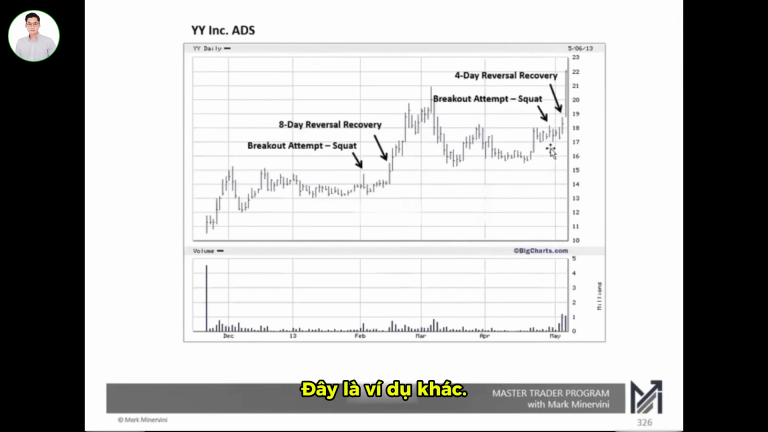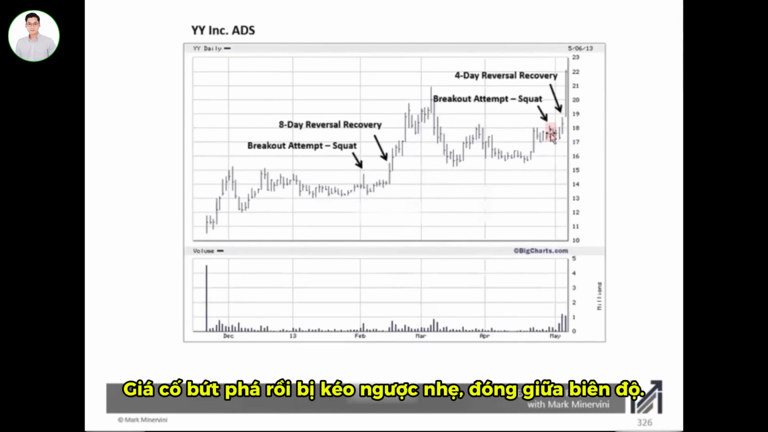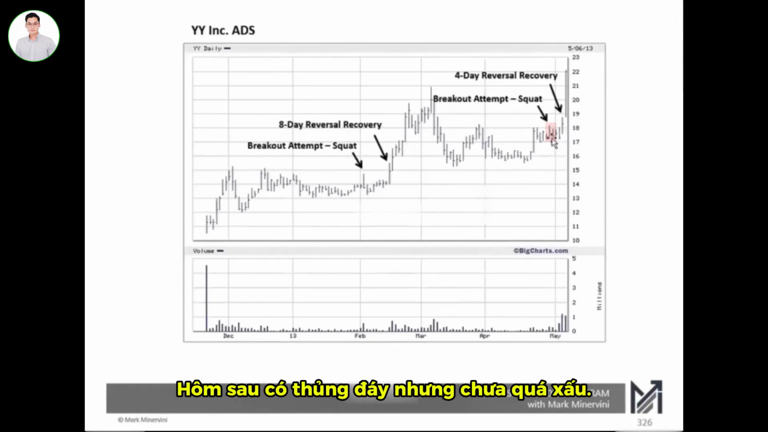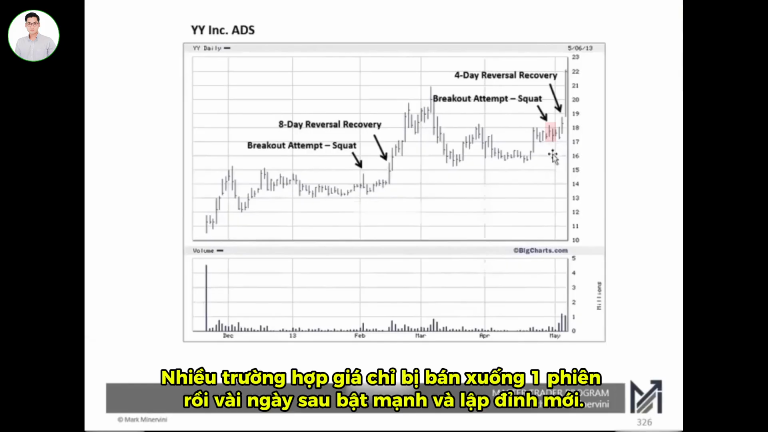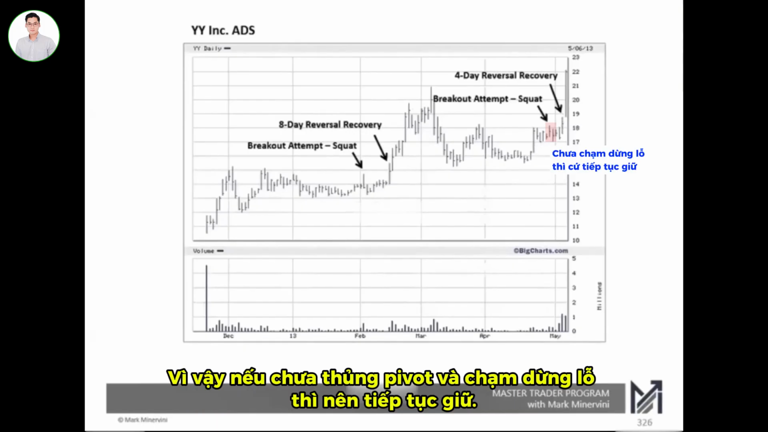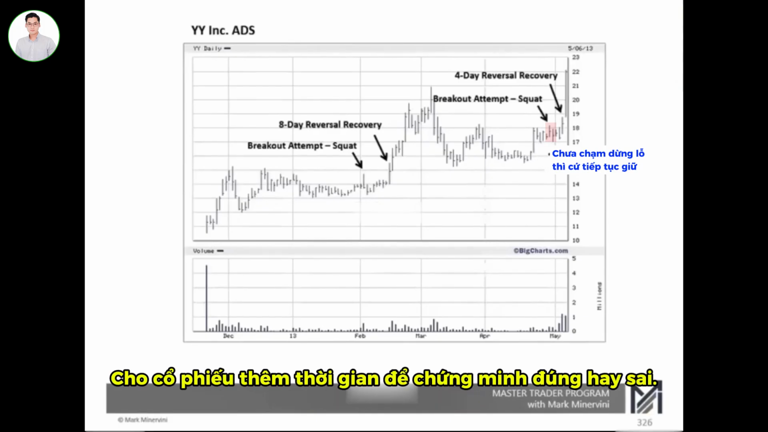Now over here, here's another example where you see it tries to come out. It comes in a bit. It's about in the mid of its range. The next day takes out the low. But this really, it's not really doing anything that bad. And a lot of times it'll come in for just one day, it'll go inside, and a few days later, boom, you're right back into new high ground. So if it didn't take out the low in the pivot and it hasn't hit your stop, you really want to just stick with it and just wait and give it that time. Give it the time to prove you right or wrong.